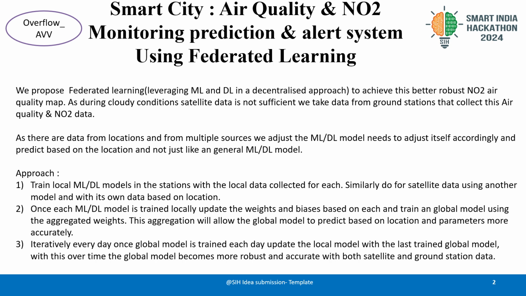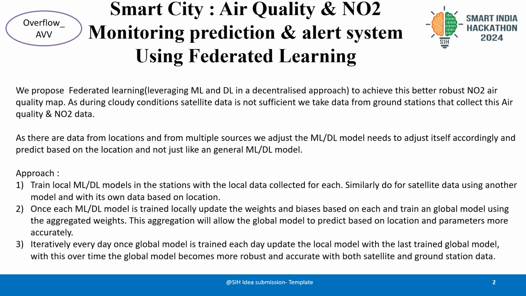So during cloudy conditions, satellite data alone is not sufficient. We take data from the ground stations. Each of these ground stations will act as a node, and what it does is it collects data from its own sensors and from the satellite, and uses an ML or DL model and runs it locally. While running it locally, the data is secure, and it creates a model with weights and biases, and these weights and biases are updated into a network.